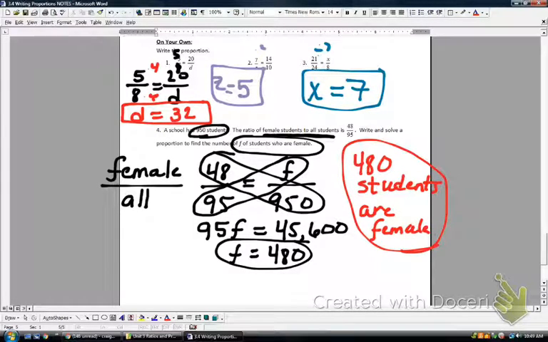So that makes sense. When I was working this, it jumped out at me that 95 times 10 is 950, and then 48 times 10 is 480. So I really didn't need to use the cross product property, but I had already started, so I just finished it.